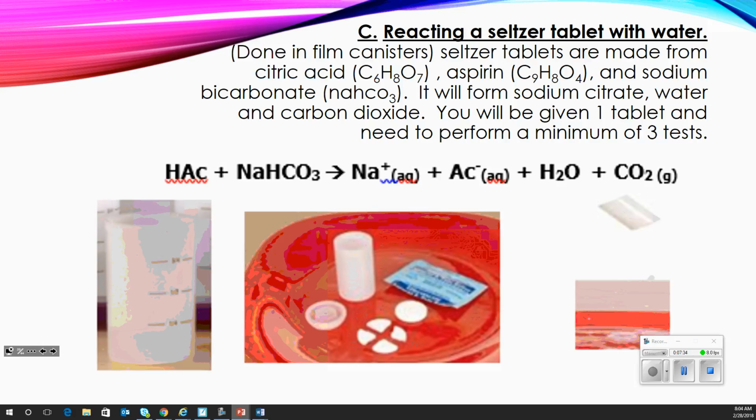The seltzer tablets are made of citric acid and aspirin and sodium bicarbonate, and that, oops, I need to fix that. That should be capitals. It will form sodium citrate, water, and carbon dioxide. You'll be given one tablet and need to perform a minimum of 3 tests.